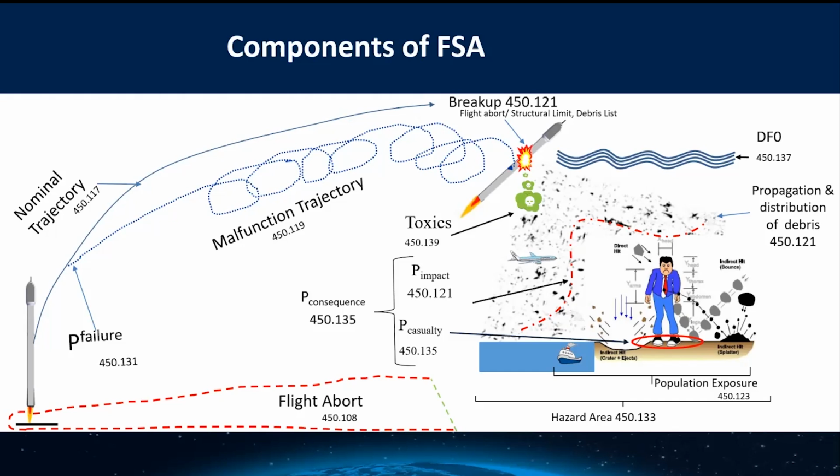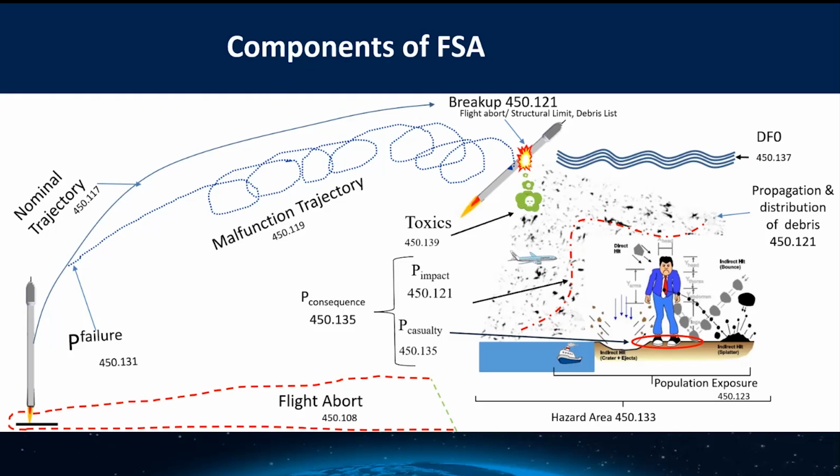But debris may not be the only hazard. Toxic fumes emanating from components, payloads, or propellant may be possible. Under 450.139, a toxic release analysis is required for any toxic chemical on board a launch or reentry vehicle. Likewise, distant focus overpressure under 450.137 may be another hazard. The applicant may need to provide descriptions of the methods used to quantify the risk to population.